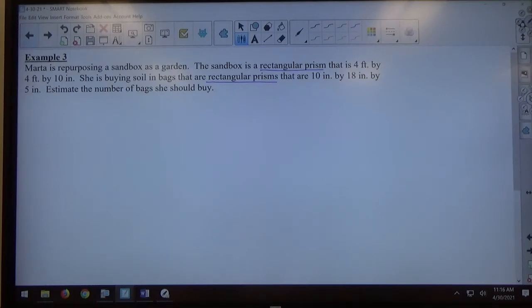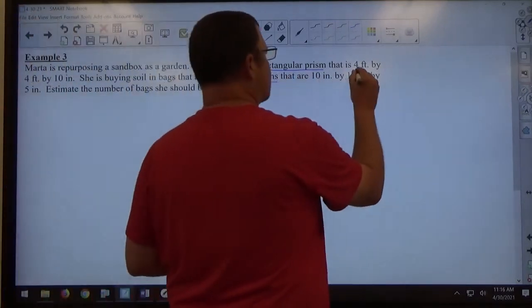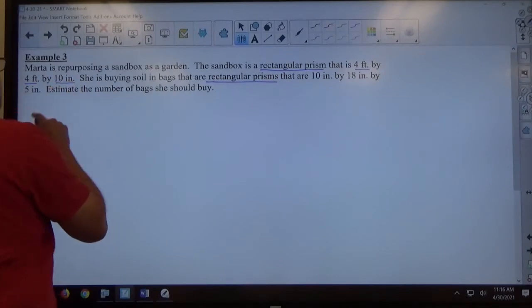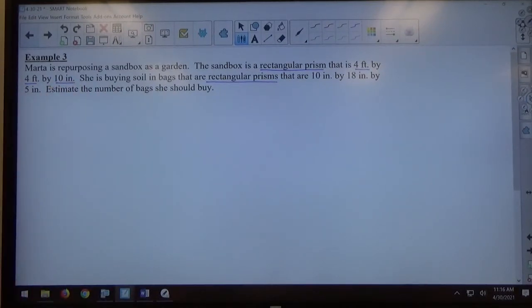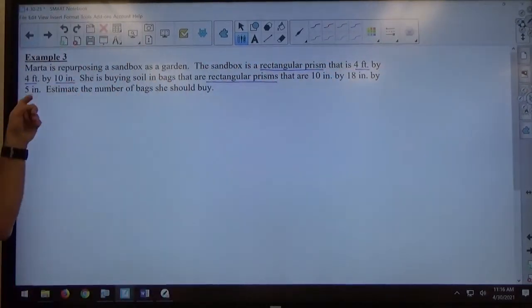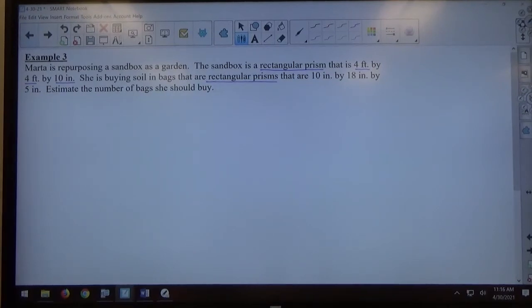Okay? Before I draw it, though, did anybody notice anything about the units there that might cause us some issues? We got feet and inches for the sandbox, right? So the sandbox is 4 feet by 4 feet by 10 inches. So the units aren't the same. We're trying to figure out how many bags of soil we need, and the bags of soil are 10 inches by 18 inches by 5 inches. Everything's in inches. So it probably makes sense to get everything into inches.